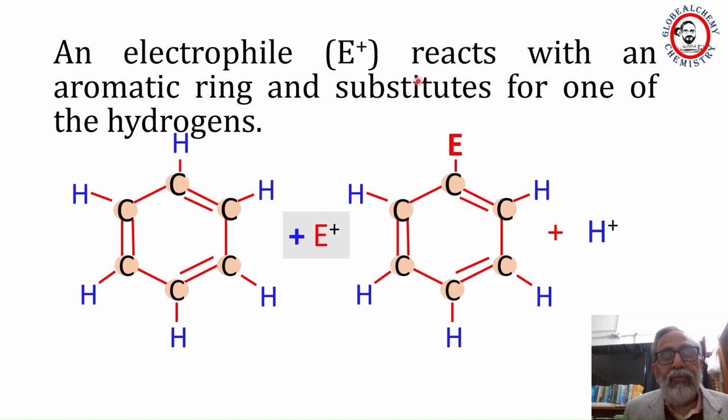Electrophile reacts with an aromatic ring. This is an aromatic ring. For example, this is benzene, and this electrophile attacks on benzene, and the substituted product is formed. One hydrogen from here is replaced as H plus, and electrophile comes in place of hydrogen.